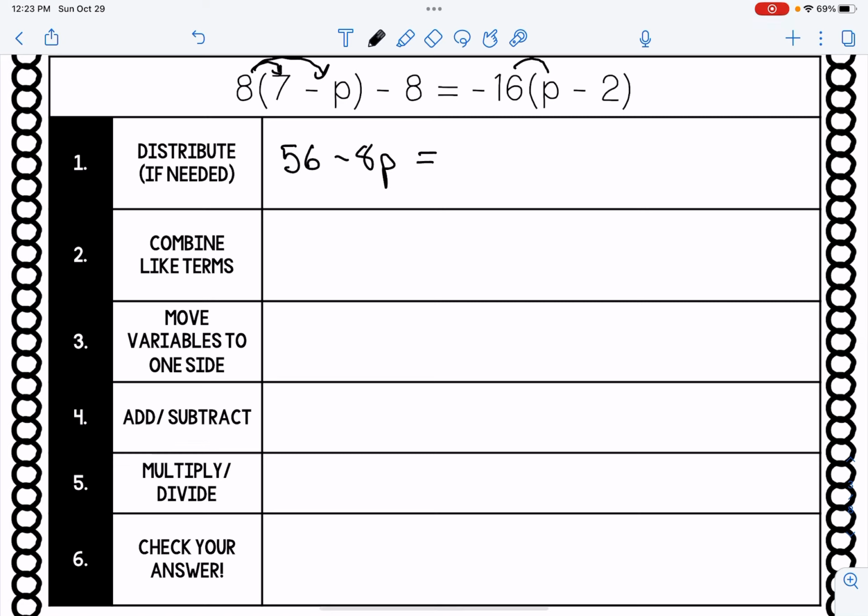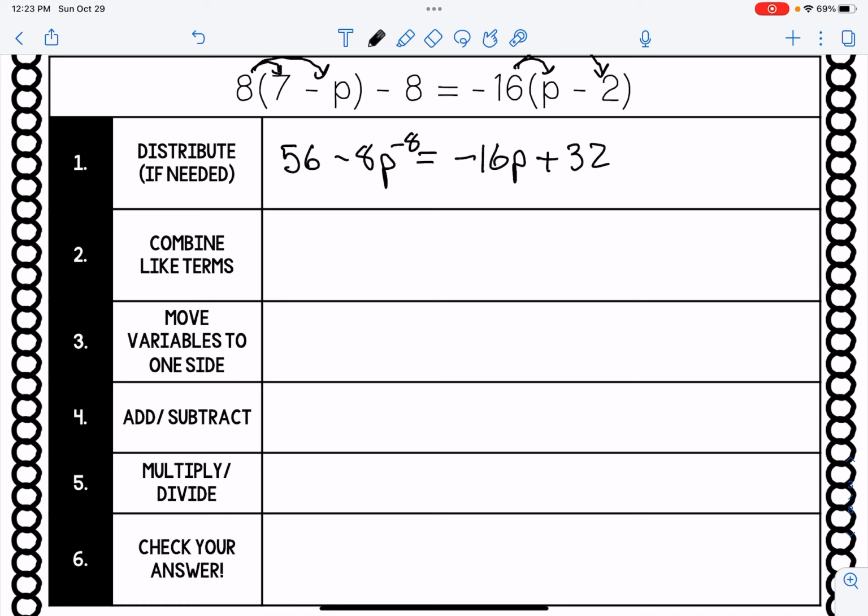Equals, so distribute everywhere, negative 16 times p is negative 16p. And negative 16 times that negative 2 is going to be a positive, so plus 32. Oops, over here I forgot my minus 8. Don't forget that. It's still hanging out there. It needs to be included.